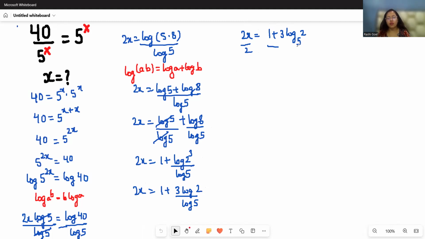Now if I divide both sides by 2, x equal 1 by 2 plus 3 log 2 with base 5 by 2, or x equal 1 by 2 plus 3 by 2 log 2 with base 5.